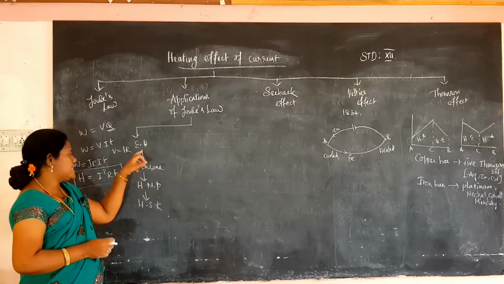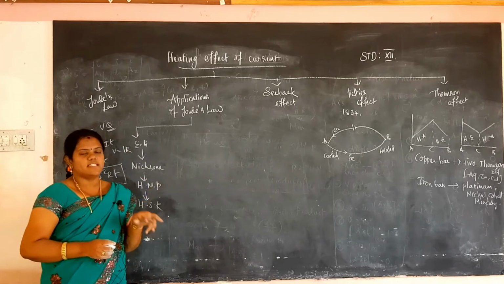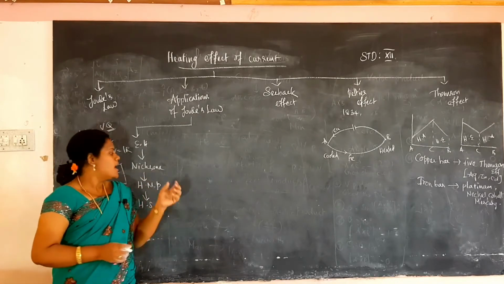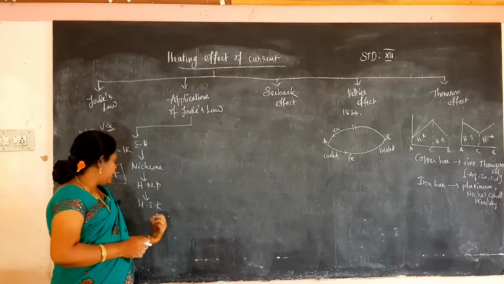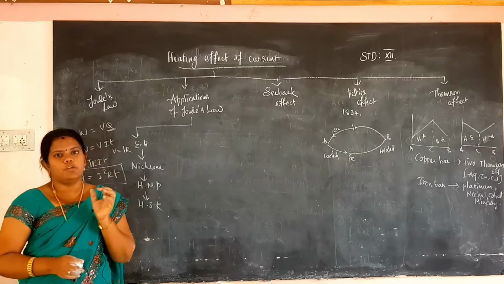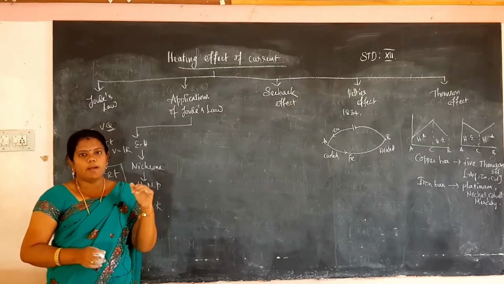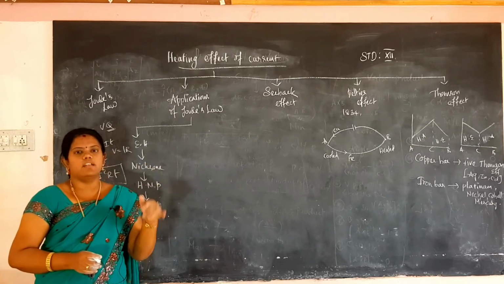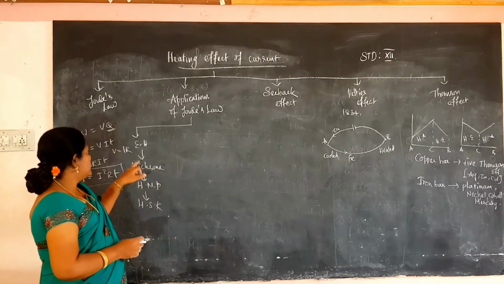So one is the electric heater. Electric heaters always have nichrome. Nichrome has a high specific resistance and a high melting point, and it cannot be easily oxidized. So nichrome is used in electric heaters. You have to apply current to the nichrome so that it heats up and works. So that is the electric heater.